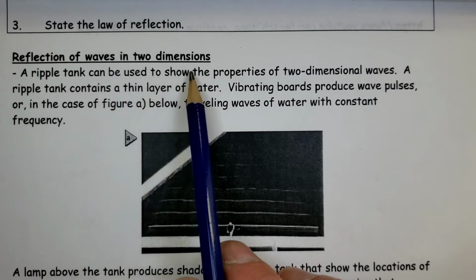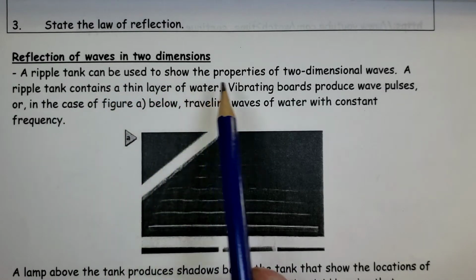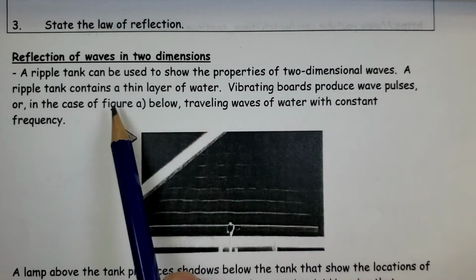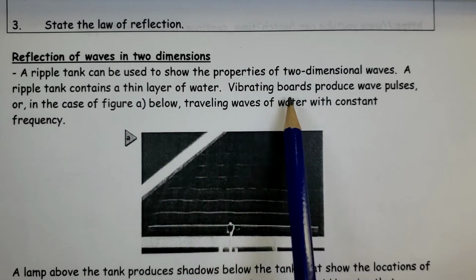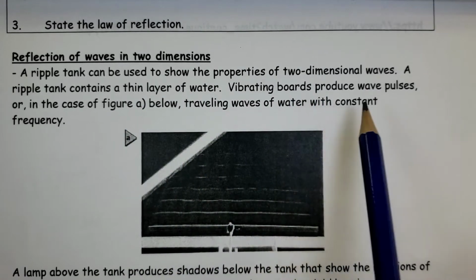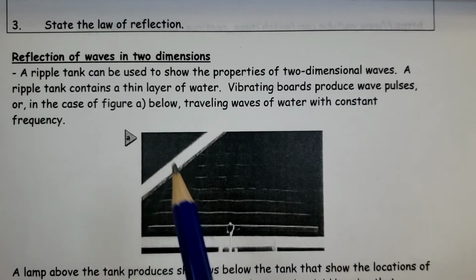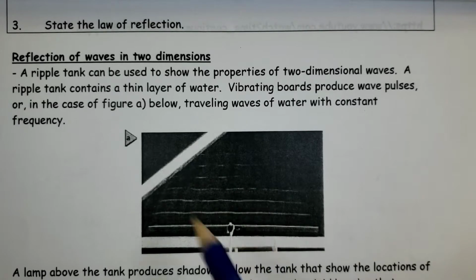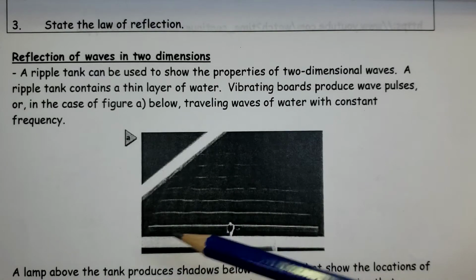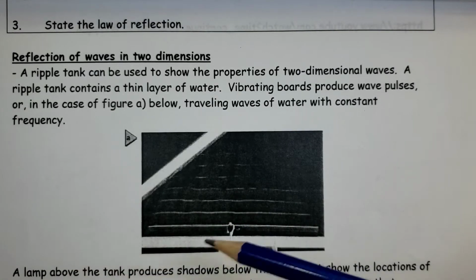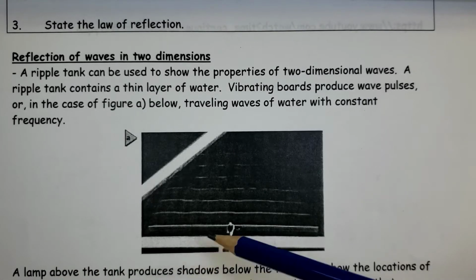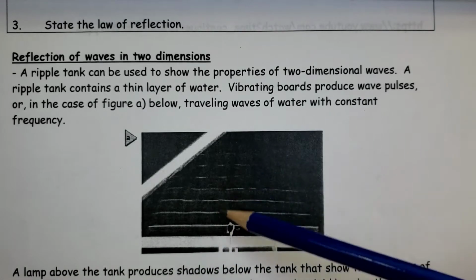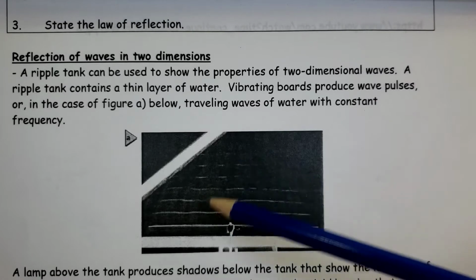So reflection of waves in two dimensions. A ripple tank can be used to show the properties of two-dimensional waves. A ripple tank contains a thin layer of water. Vibrating boards produce wave pulses, or in the case of figure A right here, traveling waves of water with constant frequency. So you'll have a bird's eye view looking down into the tank and seeing a board continuously hit the water, making waves here. So here you can say these are crests that you see here.